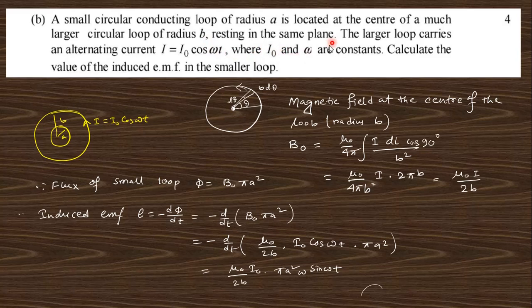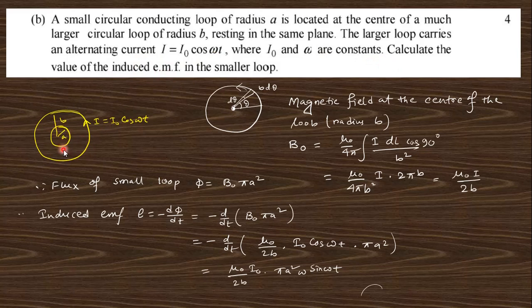Resting in the same plane, the larger loop carries an alternating current I0. Calculate the value of induced EMF in the small loop. Due to this current there will be a magnetic field, and this magnetic field will change. That's why this flux will change, and due to this flux change there will be an induced EMF. You need to find out the larger current. So calculate the value of induced EMF.